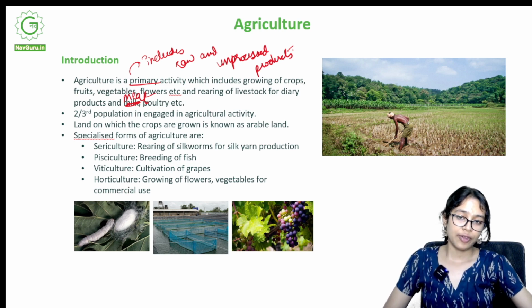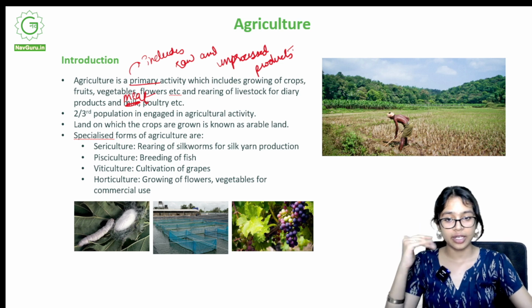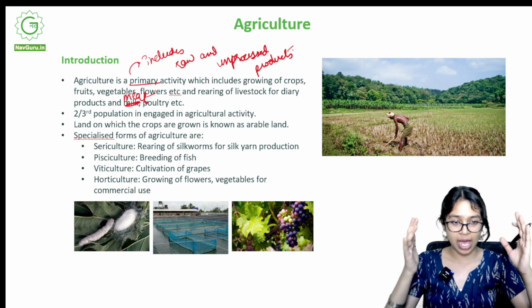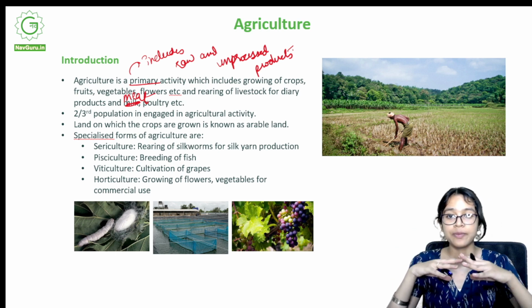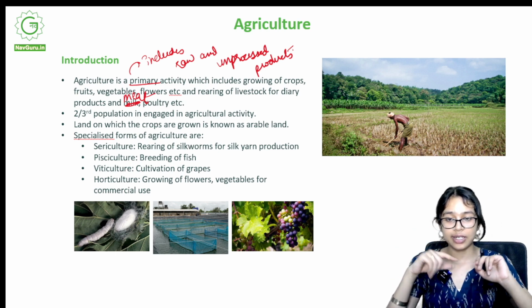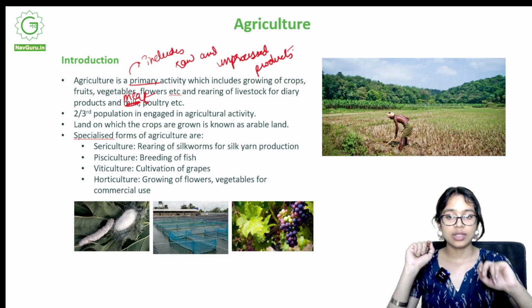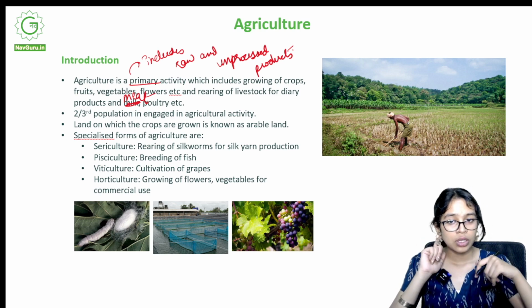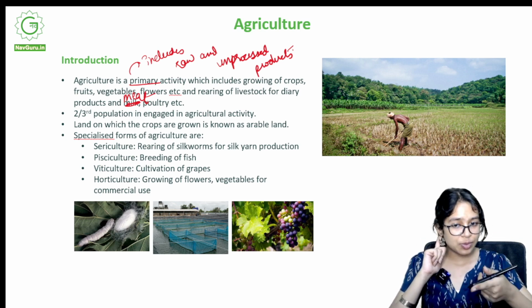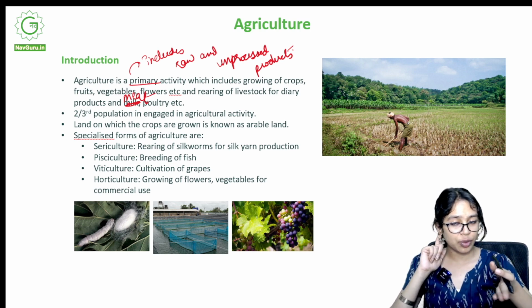Specialized forms of agriculture are sericulture. So there are various kinds of agriculture beneath the broader term agriculture. Then there are various other kinds of agriculture that come inside it. So there's one which is called sericulture, rearing of silkworms. You can see a picture over there. Silkworm is cocooning and making a cocoon. Okay, pisciculture, which is breeding of fish, which is right next to the picture of the worm.